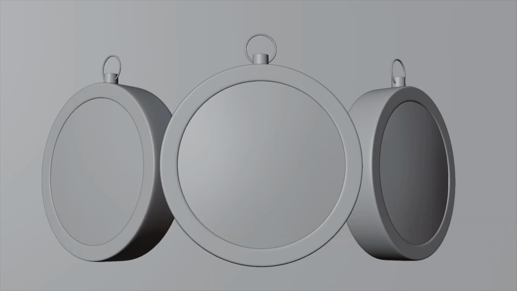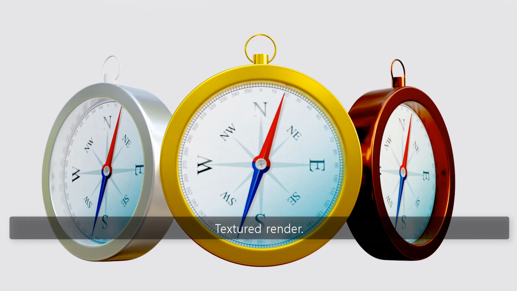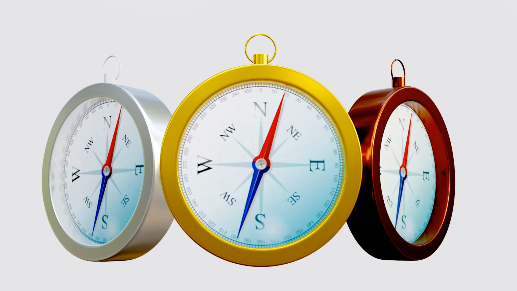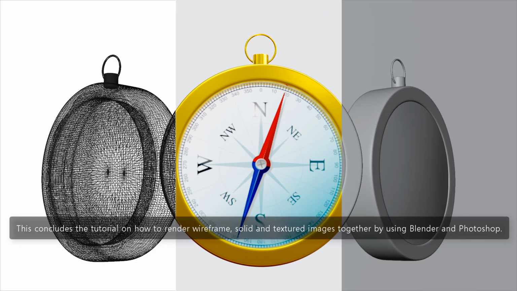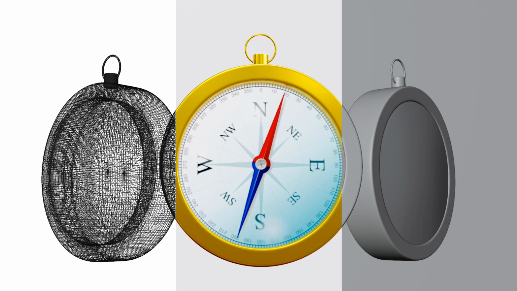Solid render. Textured render. And the combined image. This concludes the tutorial on how to render wireframe, solid and textured images together by using Blender and Photoshop.